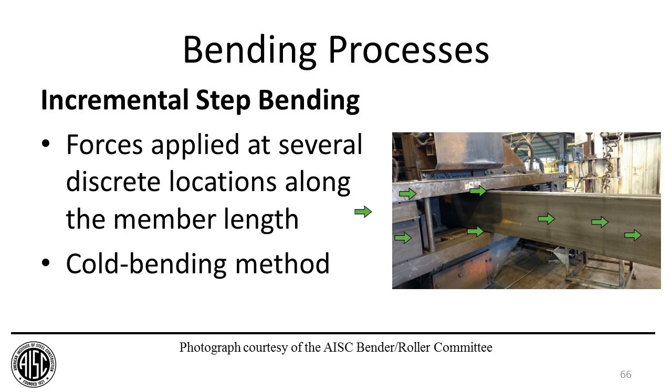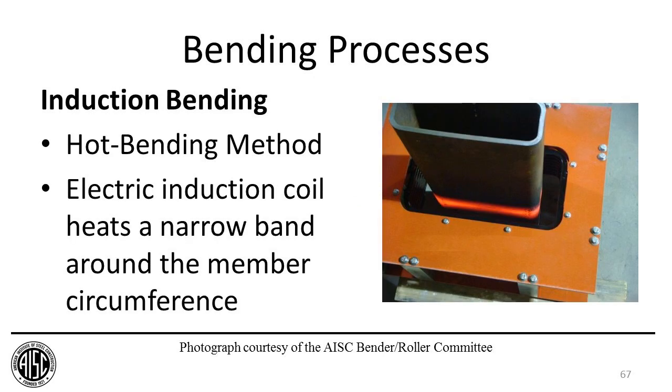All right, so incremental step bending is the same as pyramid roll bending. Both of those are cold bending methods. But next up, we're going to talk about the only hot bending method that is commonly used in structural fabrication. And what happens is you can see there's an HSS member here and an induction coil here, and as that HSS runs through at a constant rate through this induction coil, the induction coil heats up this narrow strip of the HSS right all around the perimeter of the HSS member.